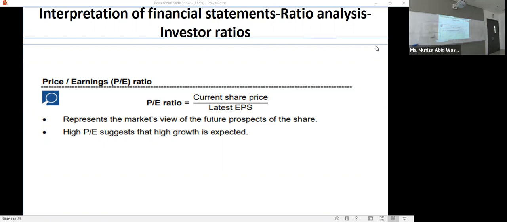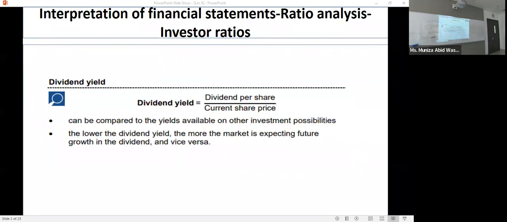And the formula of this is, what is the formula? Current share price divided by latest earning per share. If earning per share is not given to you, then you have to calculate it by yourself. What is the formula for earning per share? Can anyone recall or tell me? Profit after tax, that is net profit of the year, divided by the total number of shares. The total number of ordinary shares is the formula of earning per share.